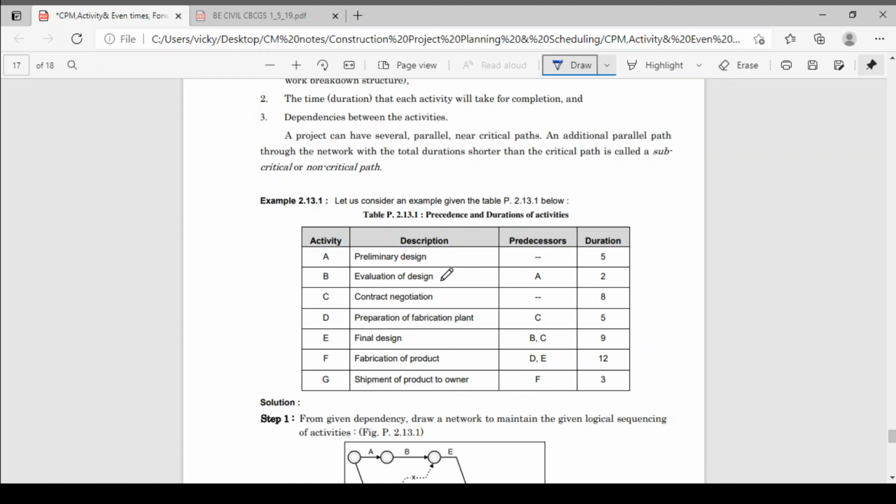Okay, evaluation of design predecessor is B. Okay, then for C, no predecessor, means C activity is also your first activity. Now D activity, C activity is your predecessor. For E activity, B and C activities are predecessors. Okay, they have given the relation and durations. Now we'll plot the network.